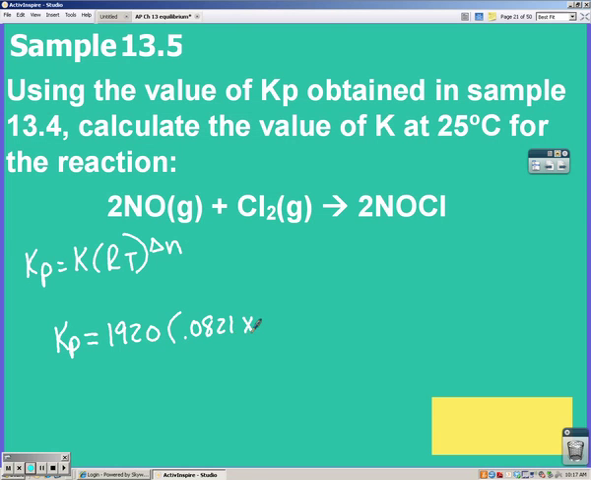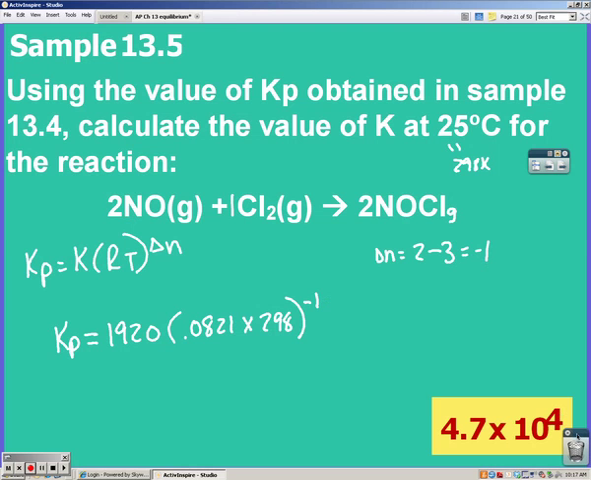We know R, because it's 0.0821, the gas law constant. For temperature, remember we add 273, so that's 298. And to find my delta N, I have all gases, so that product is a gas. And so delta N is 2 products of gas minus 3 reactants of gas, giving me a -1. And again, I have 1920 on the other side, so it's 1920 over the rest of that, and it gives us 4.7 times 10 to the 4th.